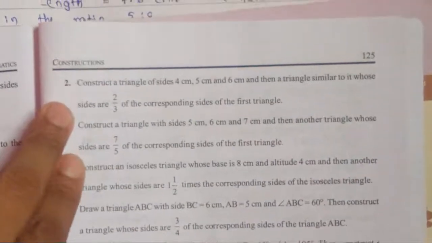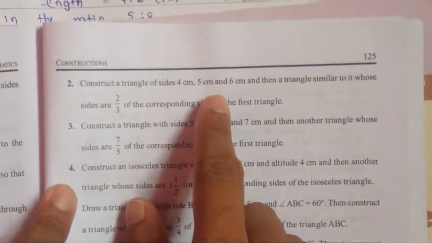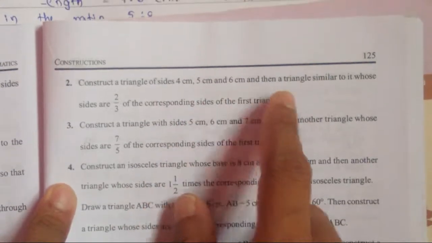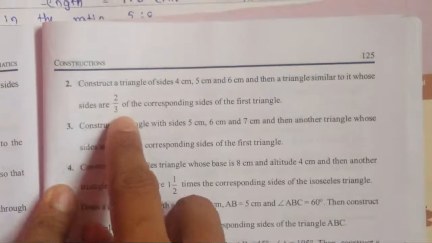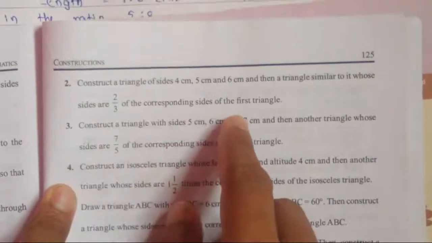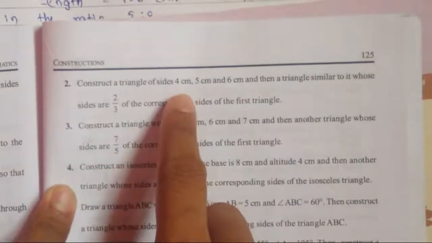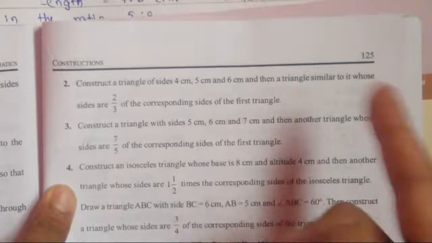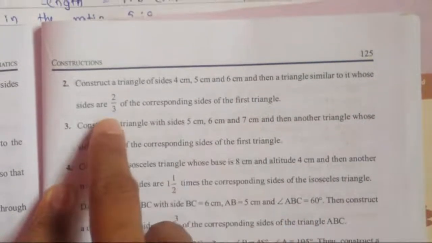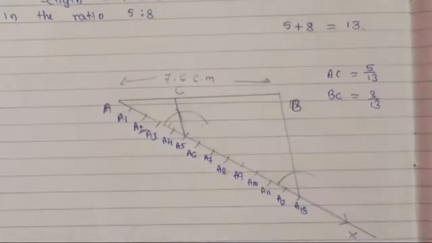Second question is, construct a triangle of side 4 centimeter, 5 centimeter and 6 centimeter, and then a triangle similar to it whose sides are 2 by 3 of the corresponding side of the first triangle. So here three sides are given. One is having 4 centimeter, 5 centimeter and 6 centimeter, and we have to draw a similar triangle of the ratio 2 by 3.